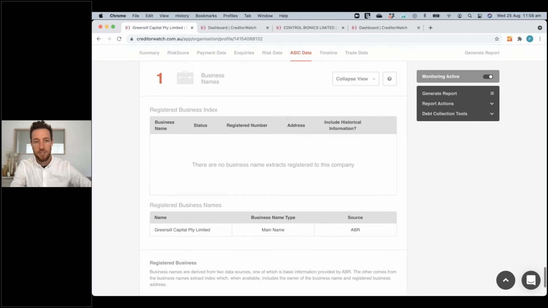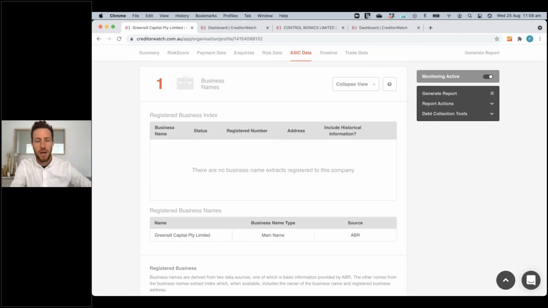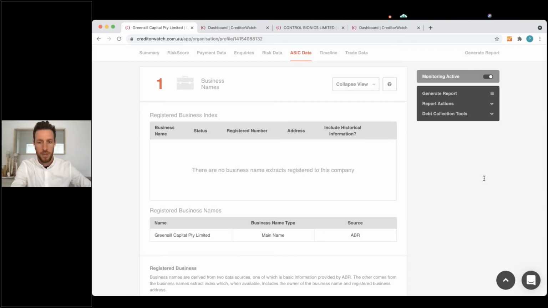In this case, they don't have one, so it's not a great example that I've used, but you could still search via the trading name or the name associated with the particular ABN or ACN. So not a huge issue there, depending which way you go. So don't worry about that too much.